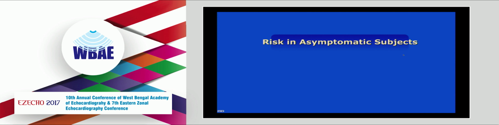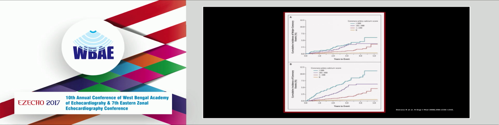So how do you characterize risk in asymptomatic subjects? This is a huge question, probably a bigger question than diagnosing coronary artery disease, since there are so many more people who are asymptomatic and at risk. This is one of the most seminal papers in this area, and for those who have not seen this paper, they should look at Robert DiTrano's paper in the New England Journal of Medicine.